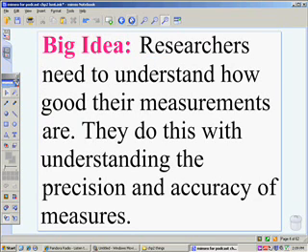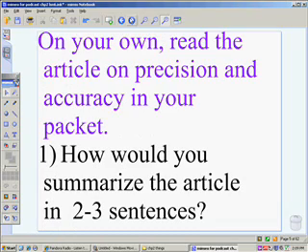The big idea is that researchers need to understand how good their measurements are. They do this with understanding the precision and accuracy of measures. And a lot of times there's going to be arguments between scientists as to how accurate and precise those data sets are. But right now, on your own, read the article on precision and accuracy in your packet and go ahead and summarize the article in 2 or 3 sentences. So please pause the video at this time if you have not yet done that.